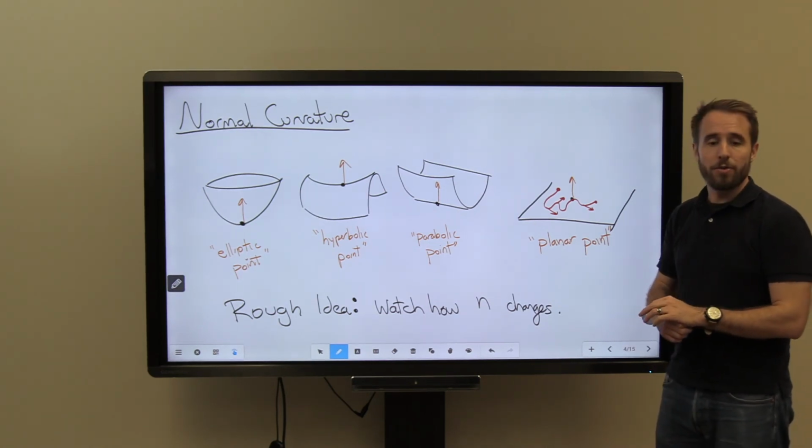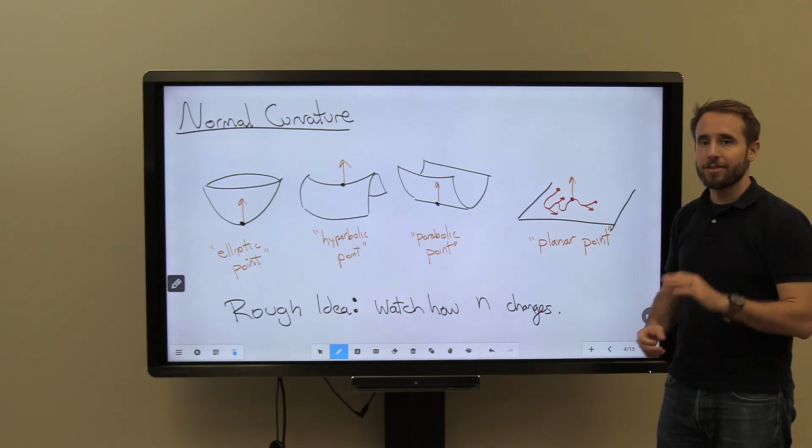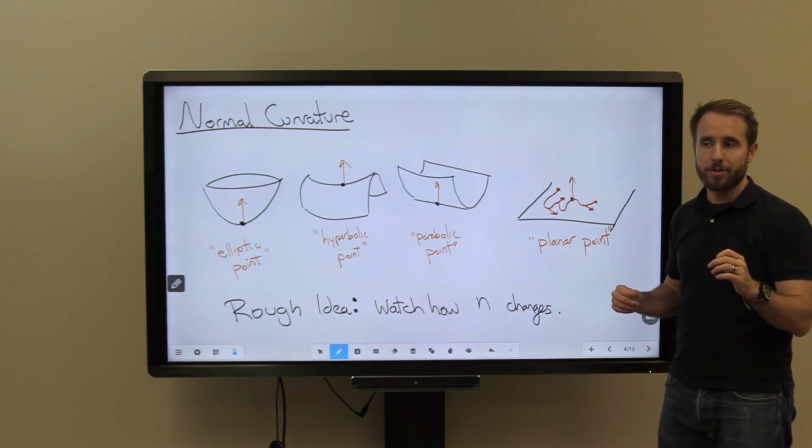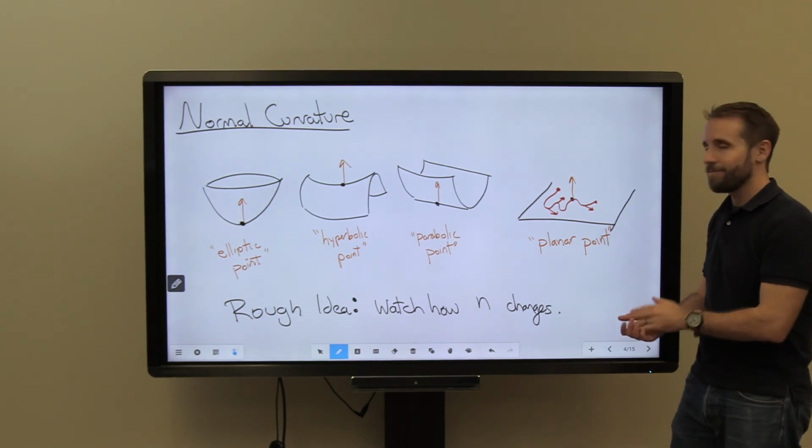So those identifications are coming from our principal curvature formulation. Awesome.